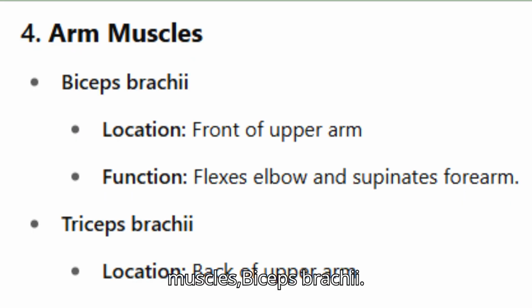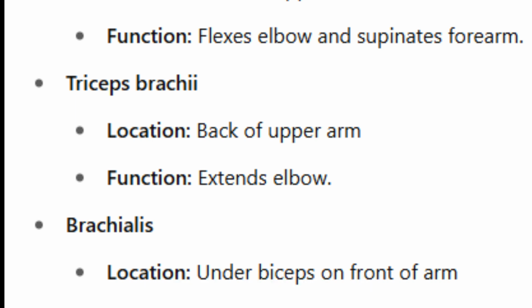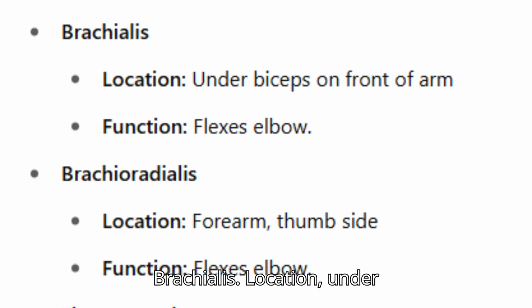4. Arm muscles. Biceps brachii. Location. Front of upper arm. Function. Flexes elbow and supinates forearm. Triceps brachii. Location. Back of upper arm. Function. Extends elbow. Brachialis. Location.